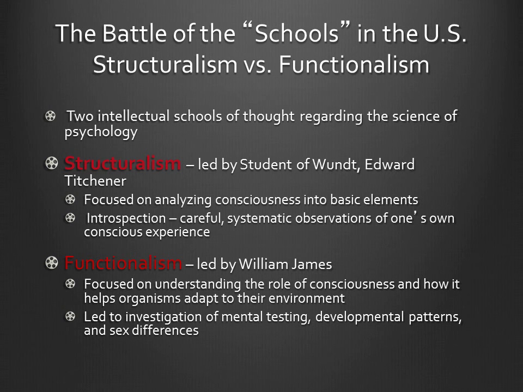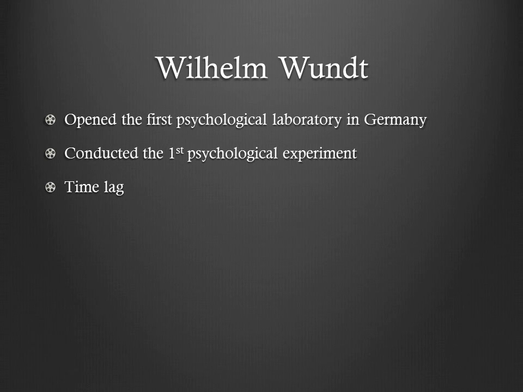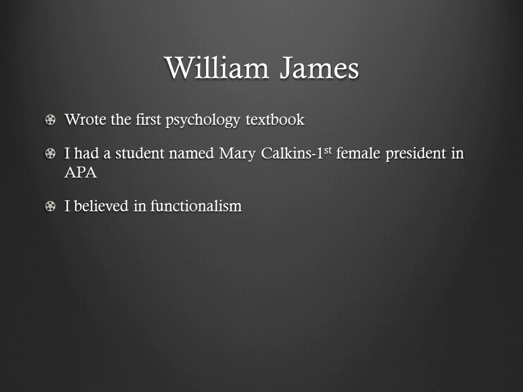So the remaining part of this video is going to talk about the important people at this point in time that you should know. We already talked about Wilhelm Wundt. He opened the first psychological laboratory in Germany. He conducted the first experiment, which studied consciousness and time lag. You should also know, it's not on there, but he is usually known as the father of psychology because he started the field, bringing science into the field. William James, we already talked about as well. He was a functionalist. He wrote the first psychology textbook, and he had a student named Mary Calkins, who also is pretty famous in that she was the first female president of the American Psychological Association.